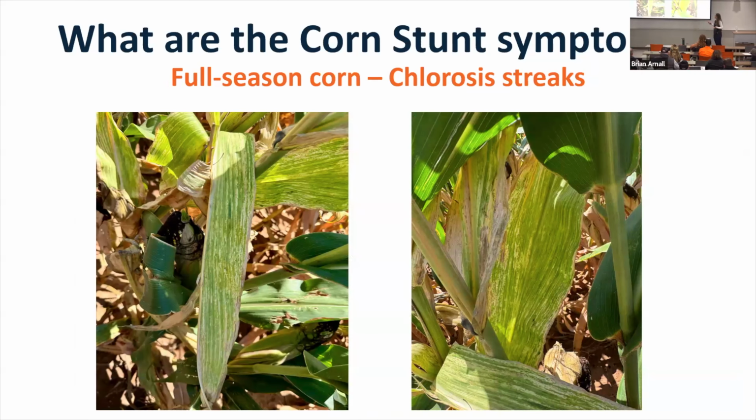Another symptom that we also see is these chlorosis streaks. I didn't observe this a lot in grain corn here in the state. I observed it more in sweet corn, but this is grain corn, and we also observe this chlorosis of the leaves, associated especially with Spiroplasma kunkelii.